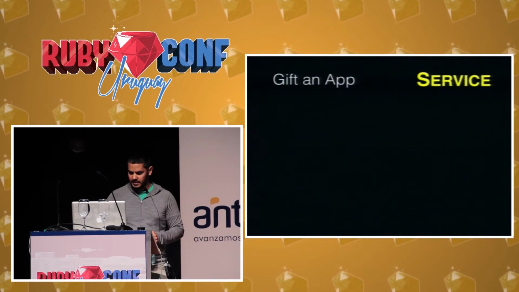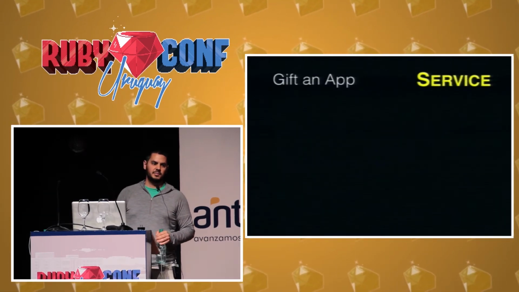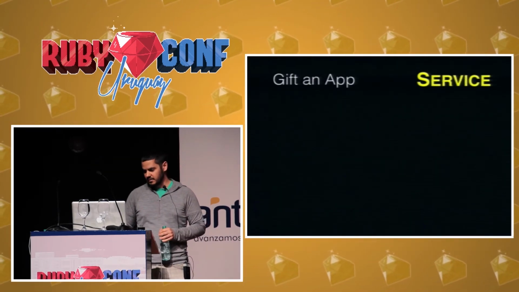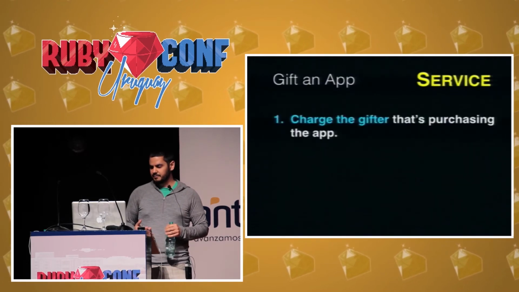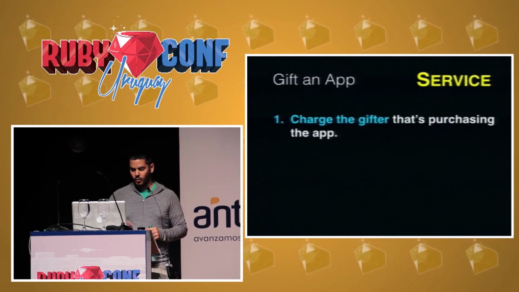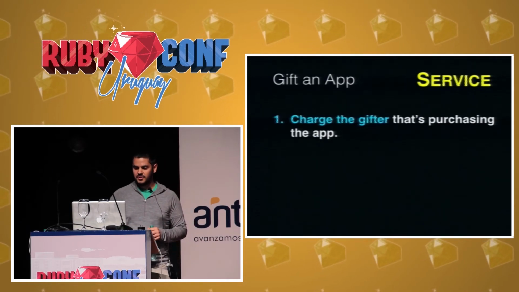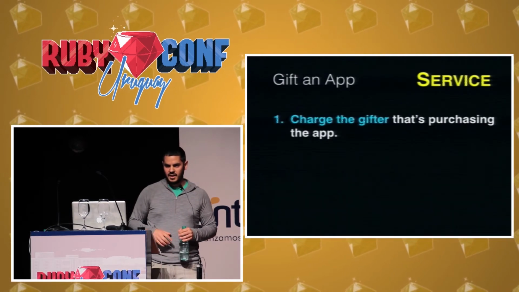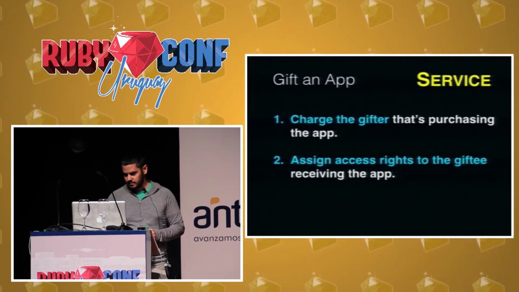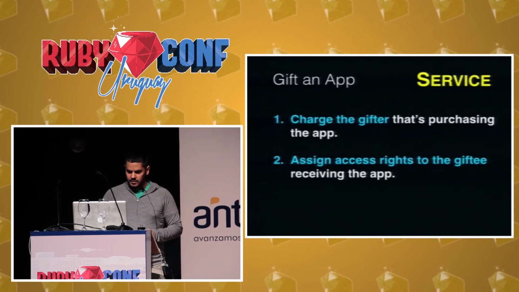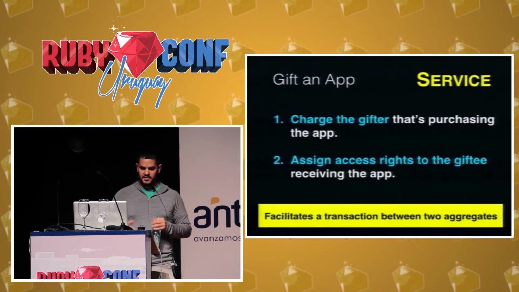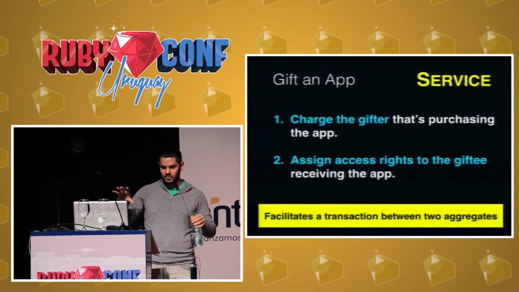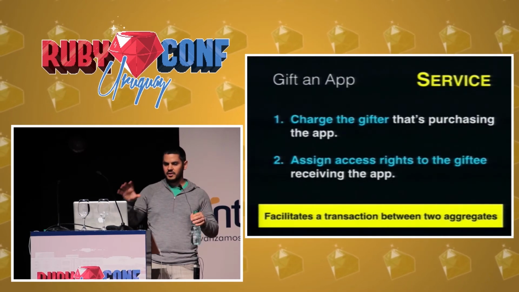One of the more interesting parts of DDD are services. So we're going to look at an example of gifting an app. So say that I want to gift an app to somebody else. So I need to do 2 things, right? Or the system needs to do 2 things. It needs to charge me, the gifter, for the purchase, and then it needs to assign access rights to the giftee. So we need something to facilitate this transaction because both the gifter and giftee are customers of their own aggregate instances, and they shouldn't know about each other.